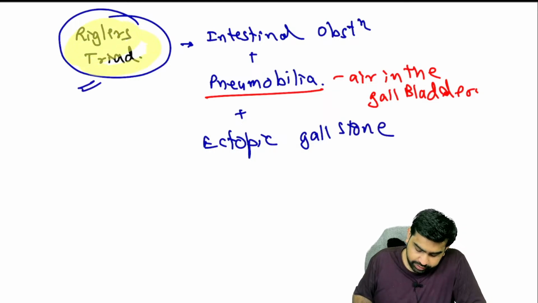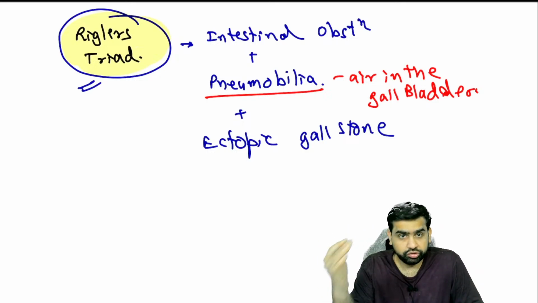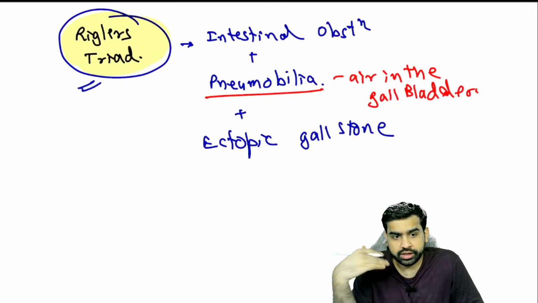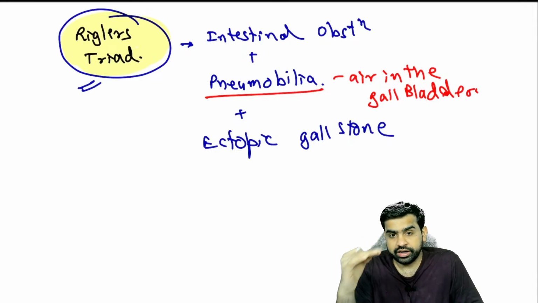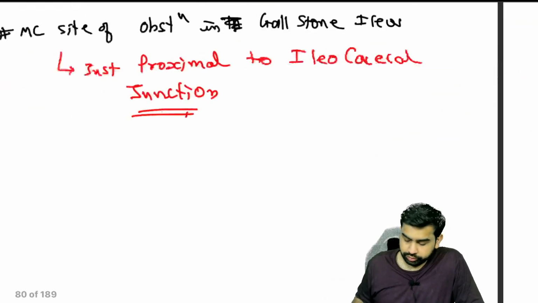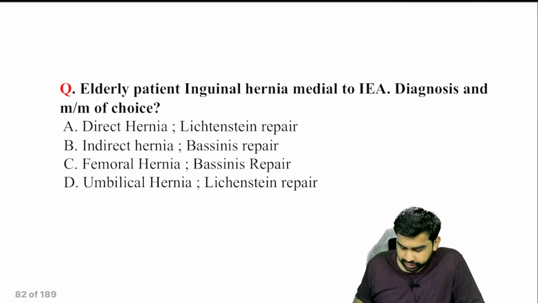So what you basically get is Rigler's triad. It is the combination of intestinal obstruction with pneumobilia, that is air in the biliary tree, and the ectopic gallstone. These three things together are called Rigler's triad. Rigler's triad is seen in gallstone ileus. They keep on asking you this. This is all about gallstone ileus which you need to understand and remember.